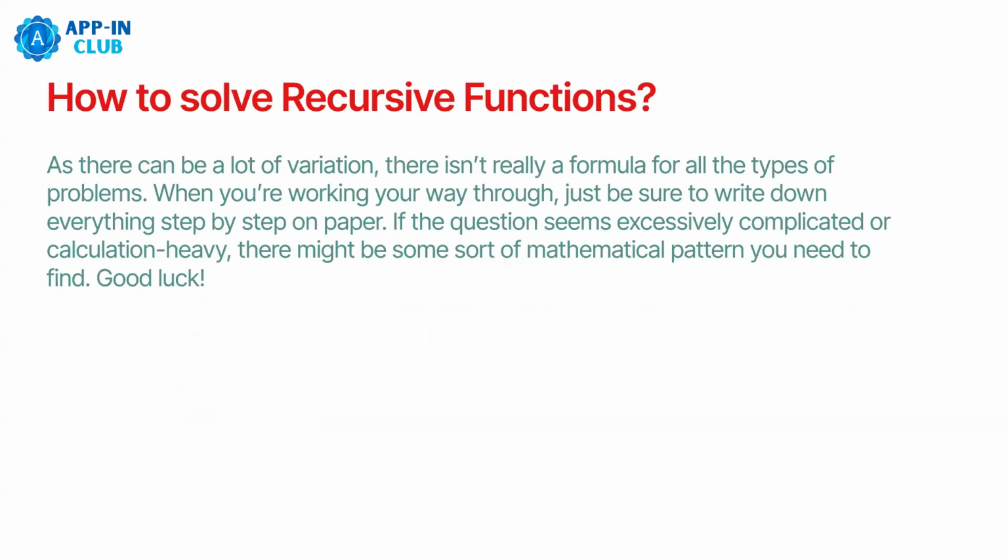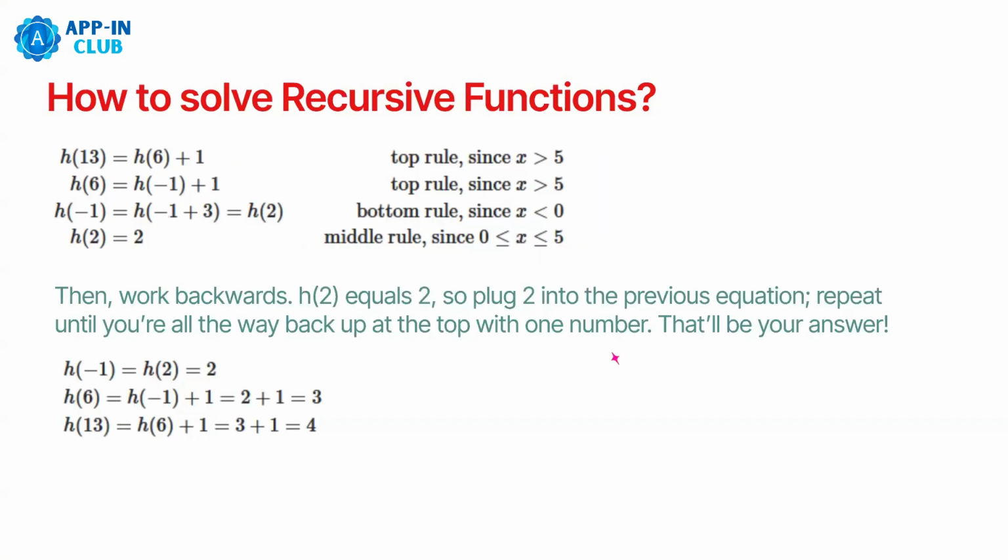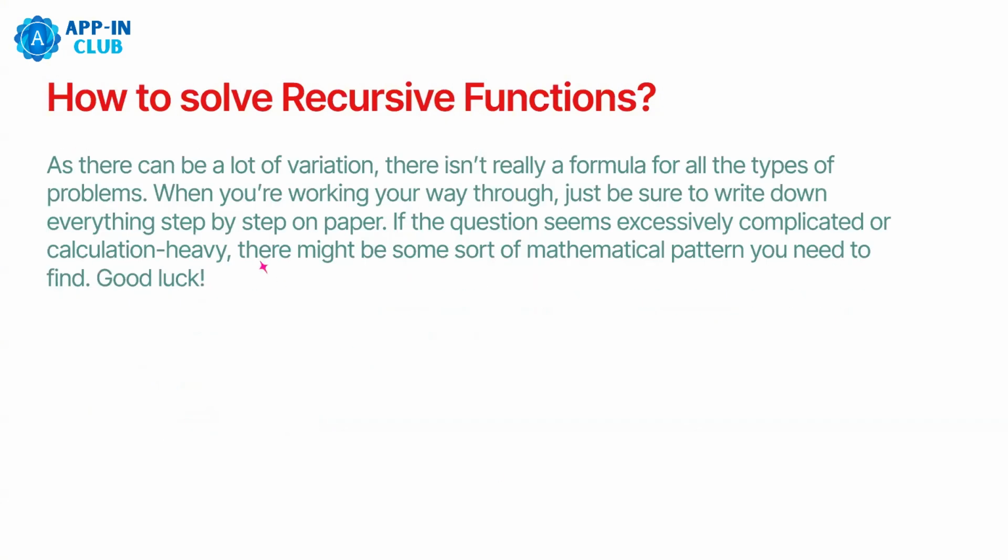As there can be a lot of variation with the other problem types, there isn't really a one-and-done sort of formula for those, unlike this type of problem. The only advice I can give is to just, again, write down everything step by step on paper. Consider things logically, and check over your thought process with each step. If a problem seems excessively complicated or calculation heavy, there's probably some mathematical pattern that's intended for you to figure out, instead of just brute forcing the whole thing. Good luck.